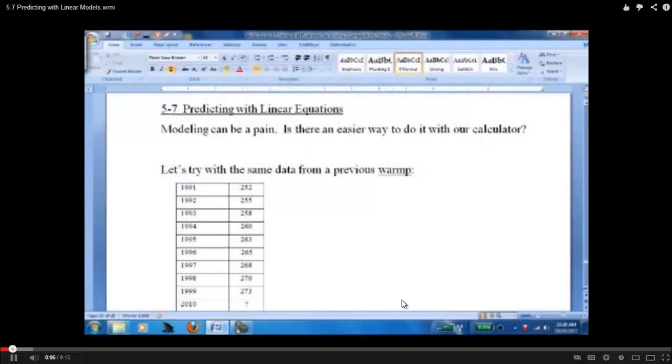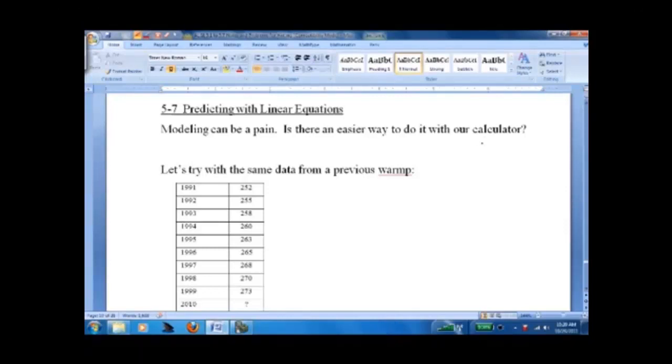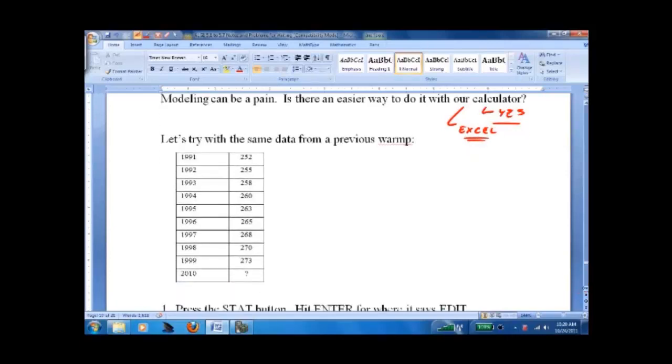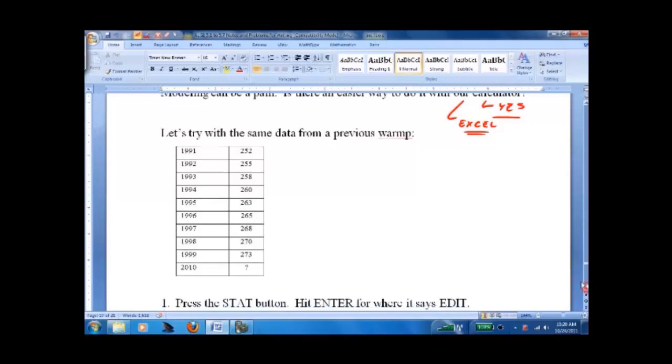More predicting with linear equations. It's a pain. Is there an easy way to do it with our calculator? Of course there is. You could also use Microsoft Excel, which just takes a little bit of time. Put the data in just like you see it. It's a hassle, but it's not the end of the world.